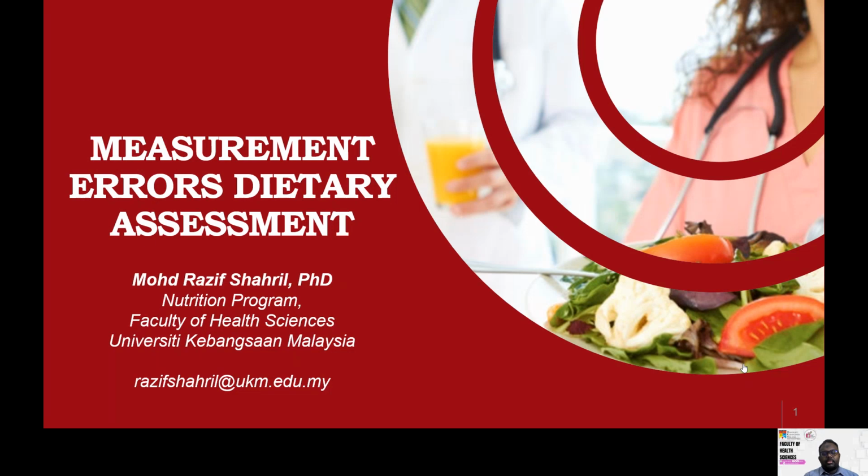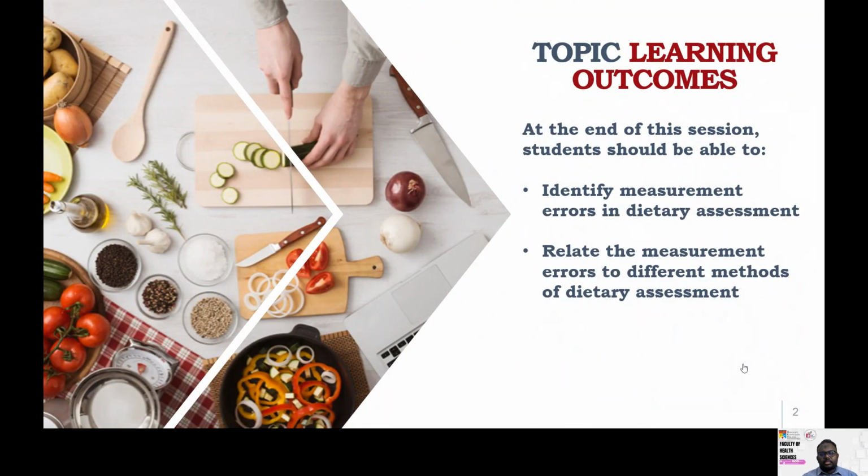Last week we have seen there are many methods of dietary assessment, but each of them has errors that come with it. We have also explored the advantages and disadvantages of dietary assessment. Today we are going to specifically look at the measurement errors. These are the topic learning outcomes for today's session. At the end of this session, students should be able to identify measurement errors in dietary assessment and relate the measurement errors to different methods of dietary assessment that we have explored.